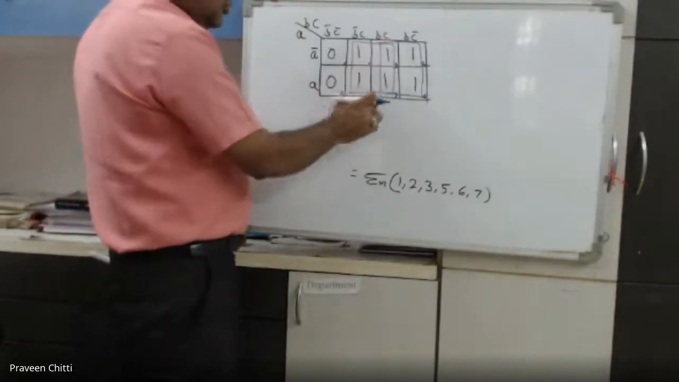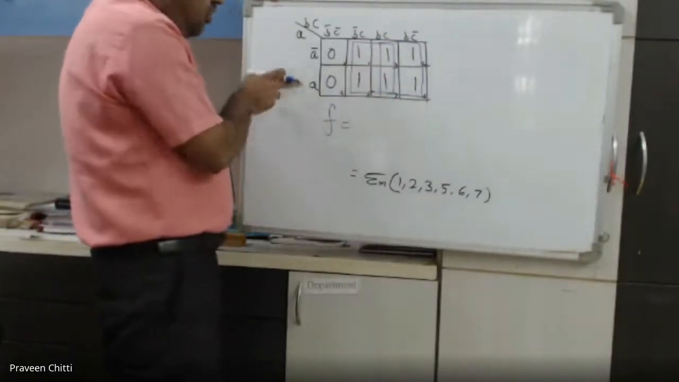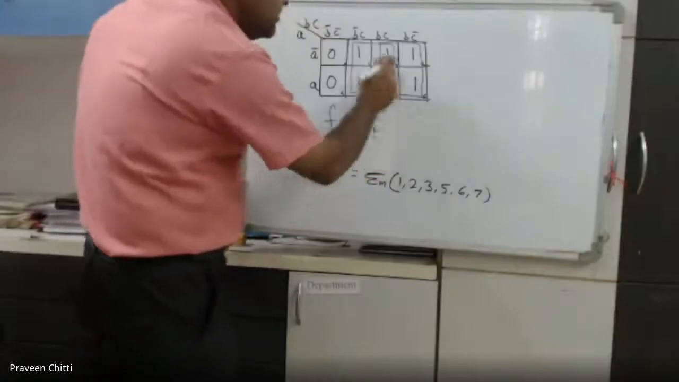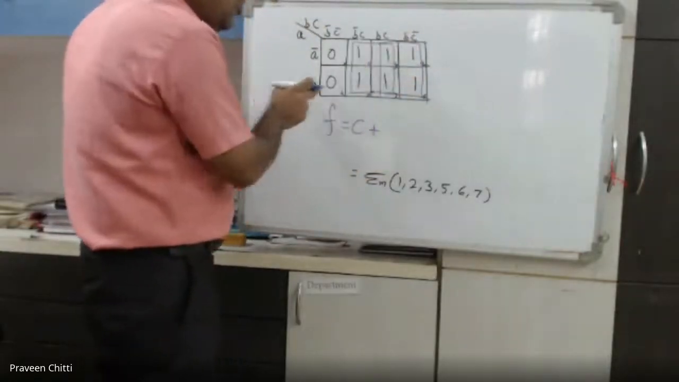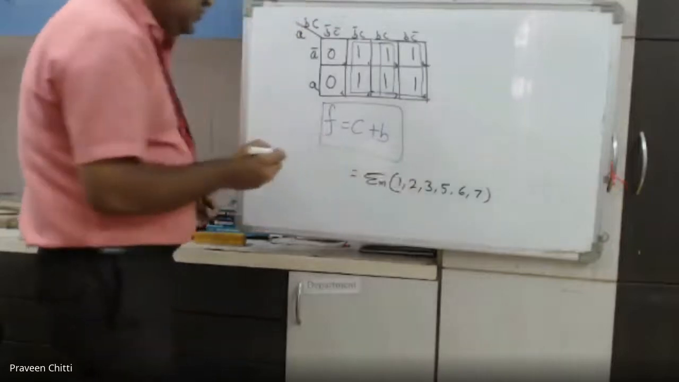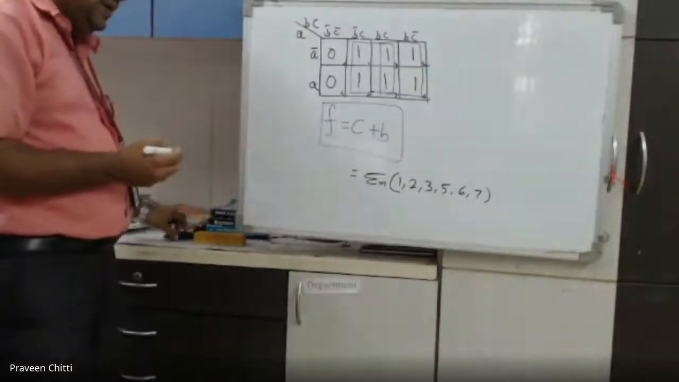What does this group represent? Here all are covered. What is common between these 2 columns? What is common here? C. C plus. For this group, what is common here? B. So what answer did we get? F equal to C plus B or B plus C. It is one and the same.